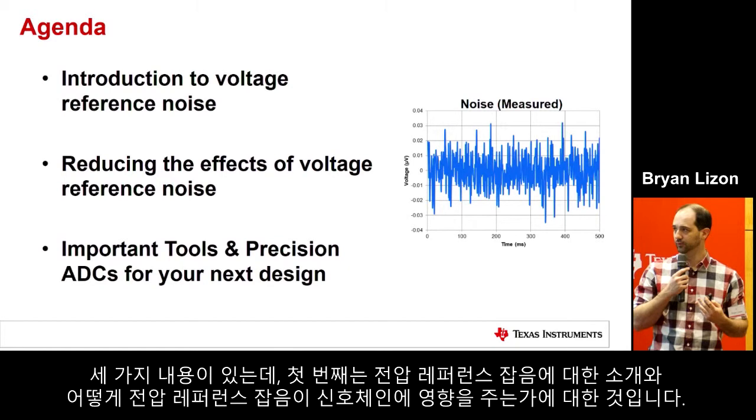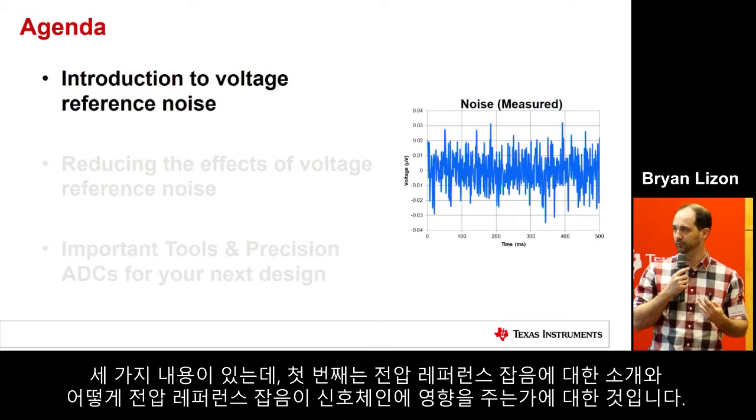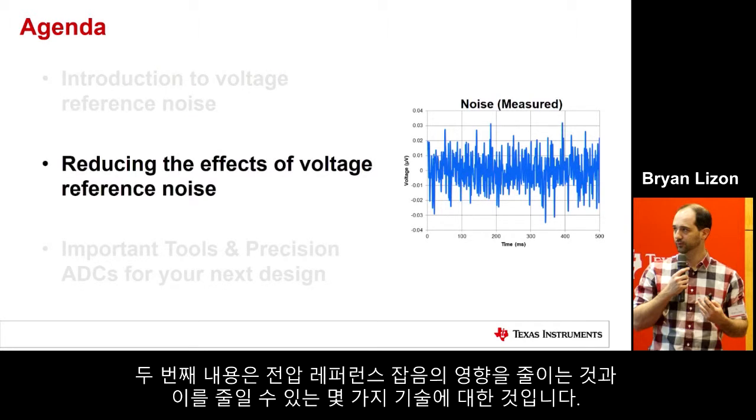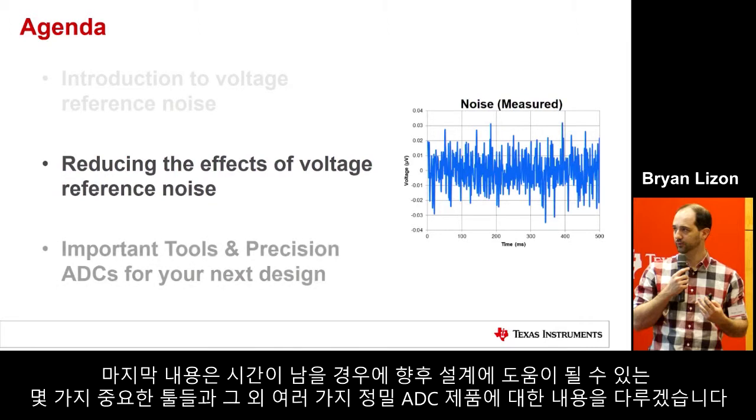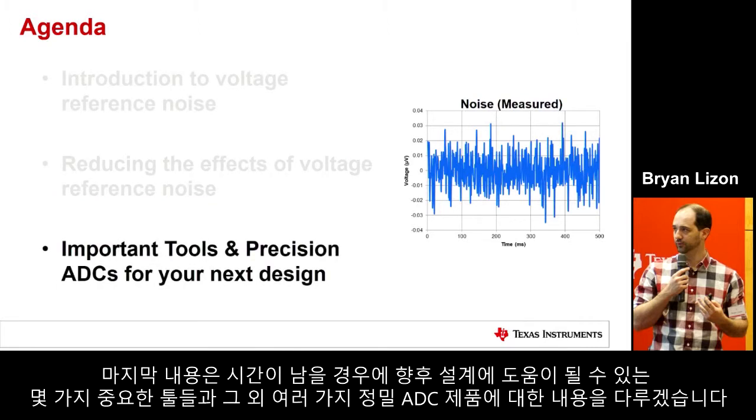So this is the agenda. We have 3 topics. The first one is an introduction to voltage reference noise, and how that impacts your signal chain. The second section is reducing the effects of voltage reference noise, a couple of techniques to do so. And the final section, if we have time, is some important tools and some other precision ADCs that might be useful for your next design.